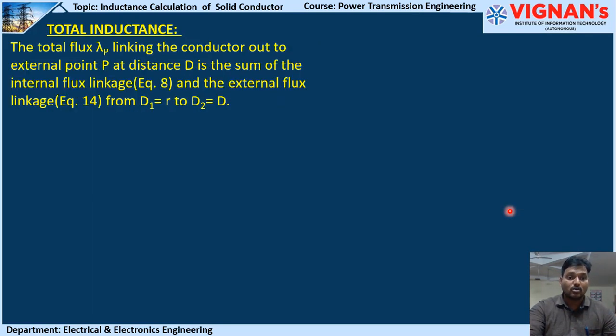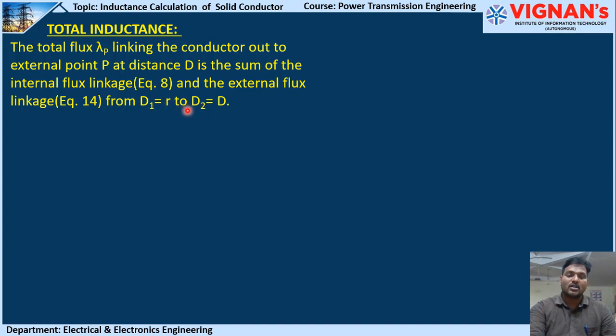Now what we want is the total inductance. So total flux linkages are required to calculate the total inductance. The total flux linkage linking the conductor, outside at any point at a distance D, is the sum of the internal flux linkage and the external flux linkage. In equation 8 you have the internal flux linkage, in equation 14 you have the external flux linkage. To determine the external flux linkage, we assume that point D1 is on the surface of the conductor, that is D1 is equal to r, and D2 is taken as D, a point at distance D from the center of the conductor.